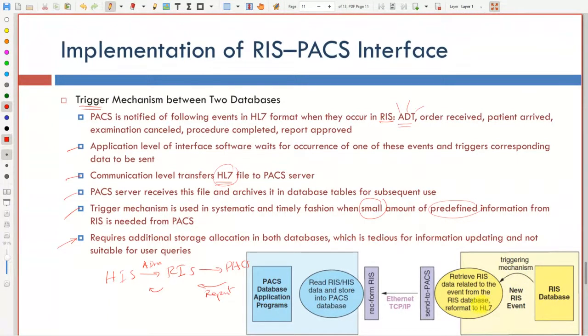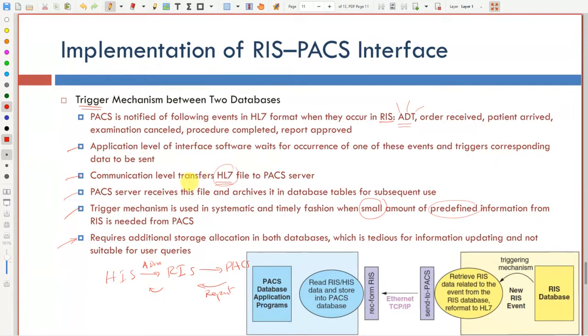For example, if you receive the report, the message that contains the report, you have to store it somewhere in the RIS before you process it and send it to the HIS. Okay? So in this case here, you have certain triggers, and depending on these triggers, whenever a certain trigger happens, you know exactly what to do.